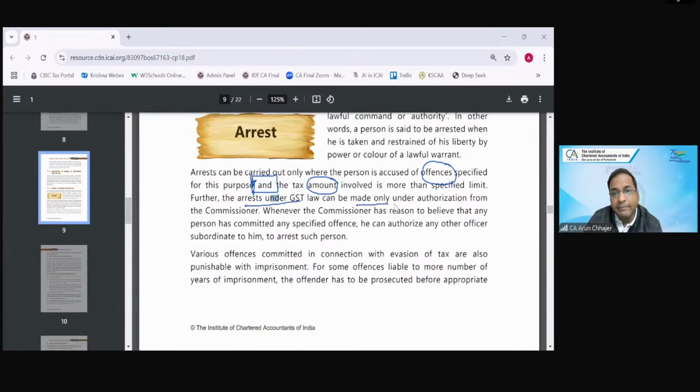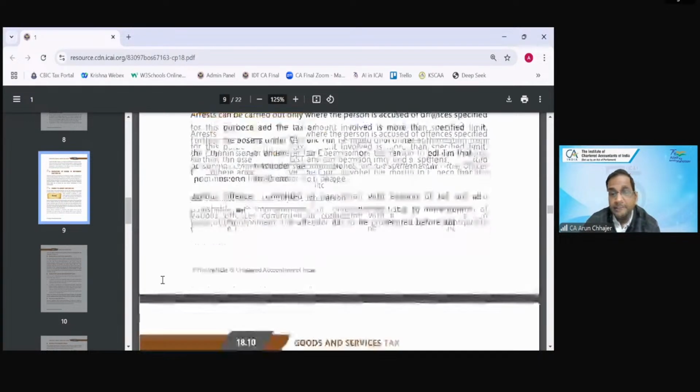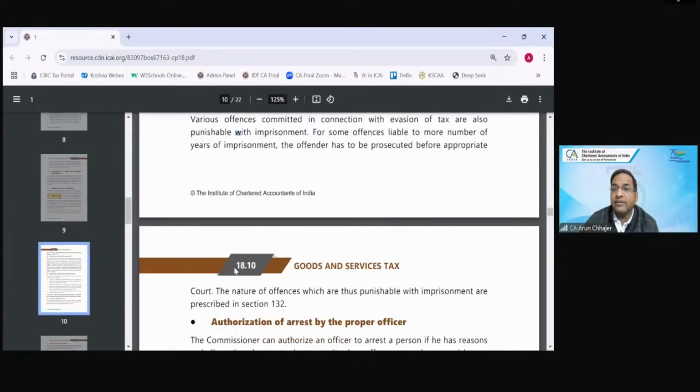The arrest can be made only under authorization from the commissioner. Whenever the commissioner has reason to believe that any person has committed any specified offense, he can authorize subordinate to arrest that person. Various offense committed in connection with evasion of the tax are also punishable with imprisonment. For some offense liable to be more number of years of imprisonment, the offender has to be prosecuted before appropriate court. The nature of the offense are been given in the section 132.